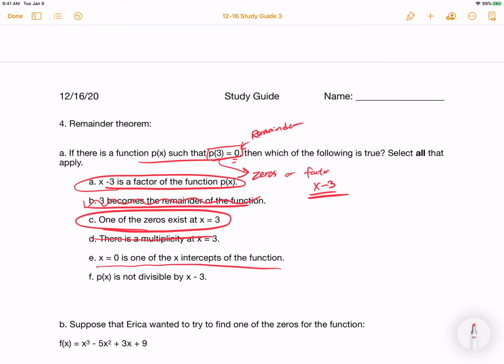X equals 0 is one of the x-intercepts. Well, no, 3 is one of the x-intercepts. P of x is not divisible. Well, it certainly is if the remainder is 0. So none of these is going to be true. So only A and C will be the correct choices.